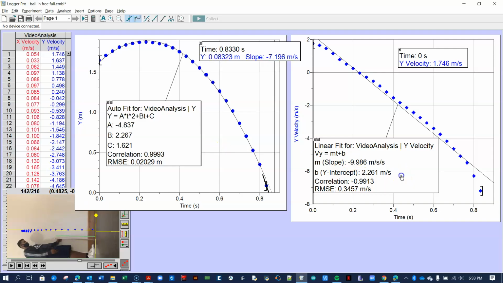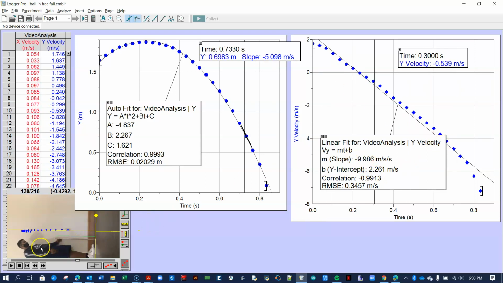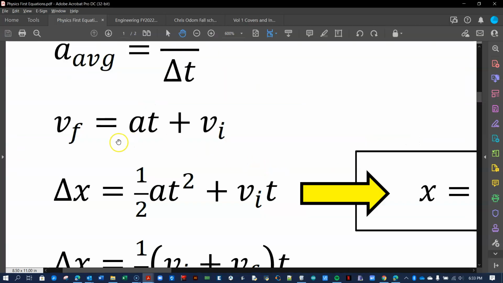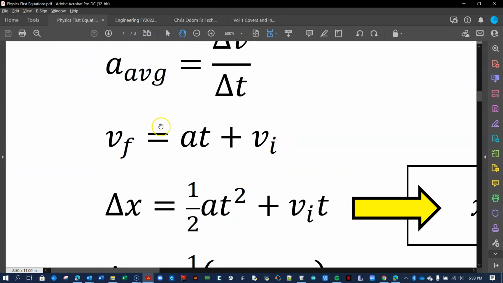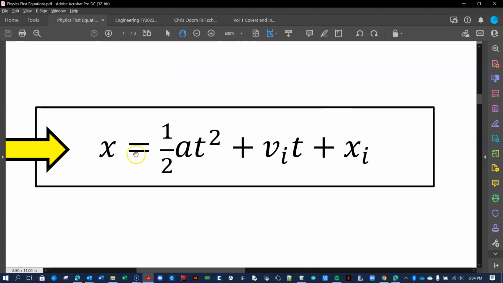So if we look over here, we see the slope of this line is negative 9.9, which is pretty close to negative 9.8, which is what we expect because I assume the kid's on Earth. The y-intercept here tells us the initial velocity, 2.261. And again, that comes from this equation. So when you're graphing a velocity time graph, this is the equation you want. And when you're graphing a position time graph, this is the equation you want to use to analyze.